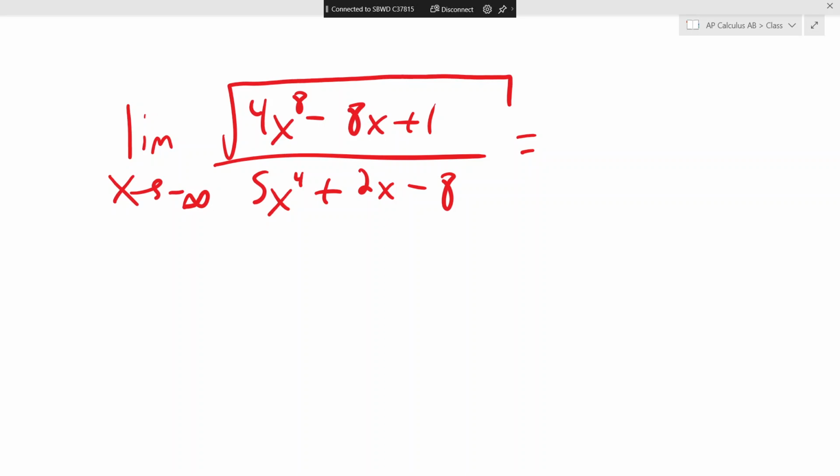But the square root kind of adds a little bit of flavor to it. Both of those are going to be what kind of numbers, though? The numerator is going to be positive or negative? Positive, because you raise to the 8th power, and the denominator is going to be positive also. So the answer to this is positive 2/5. All right? Okay. Any more what ifs?